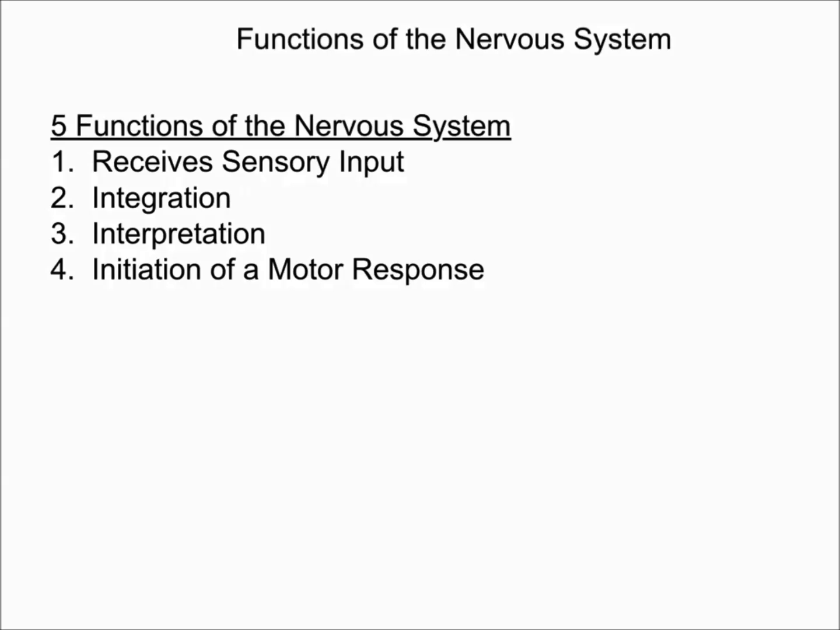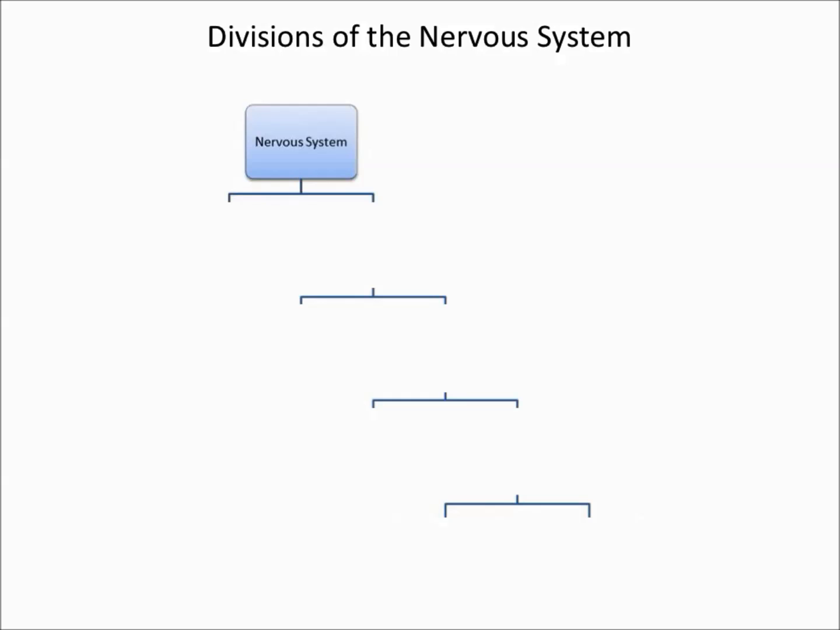These functions of the nervous system allow the nervous system to maintain a normal, stable, internal environment, or in other words, maintain homeostasis. The nervous system has 2 major divisions. The first division is the central nervous system. The second division is the peripheral nervous system.